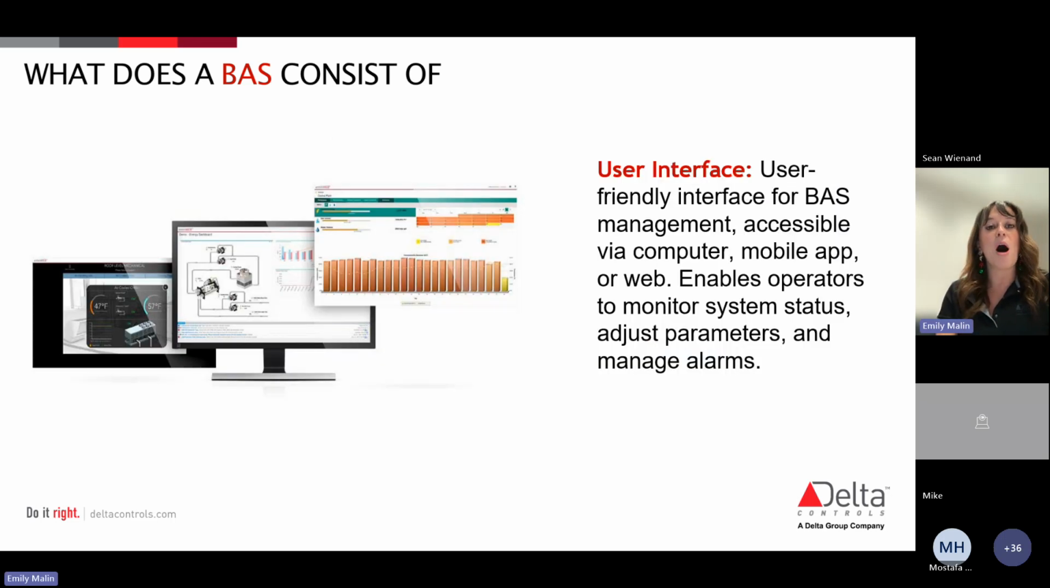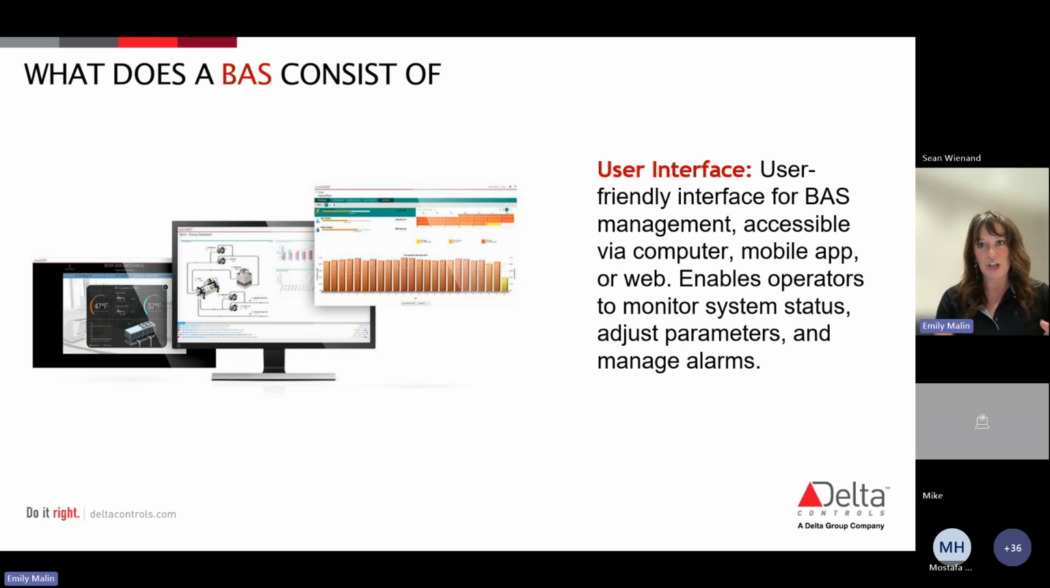When we are talking about some of those physical components that are important, the one that I really like to point out is the user interface. A user interface is really important when we start talking about a building automation system because it's really going to be what interacts directly between the person and the building. So you want to have a user-friendly interface to be able to access as well as potentially monitor your system, adjust your parameters, and manage all of those alarms. But what's important to think about here is the different people within a building that might actually be utilizing your building automation system and how they might be utilizing it differently.